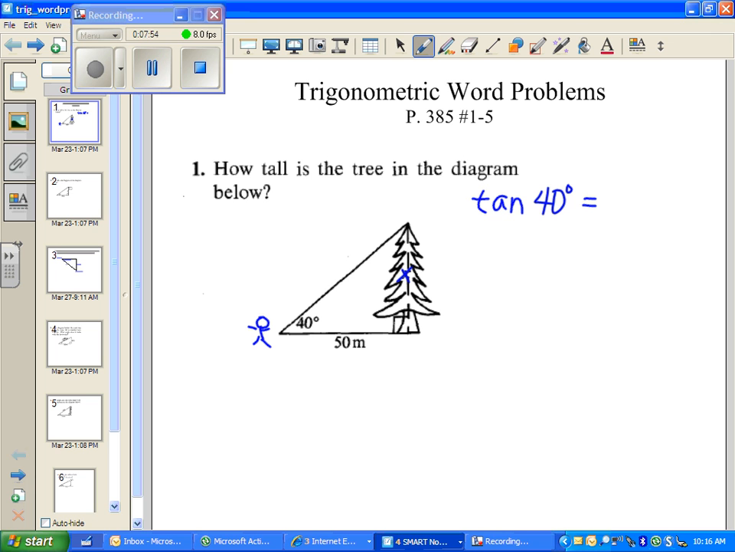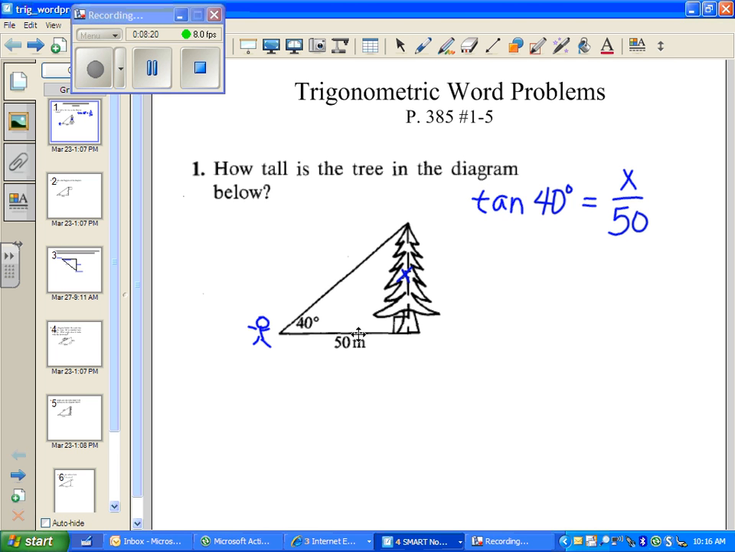All right, so what's our fraction going to be if we write down opposite over adjacent? We've got x and 50 to work with. So what's our fraction going to be? X over 50. X is across from 40 degrees and 50 is adjacent. So this is opposite over adjacent. Good.